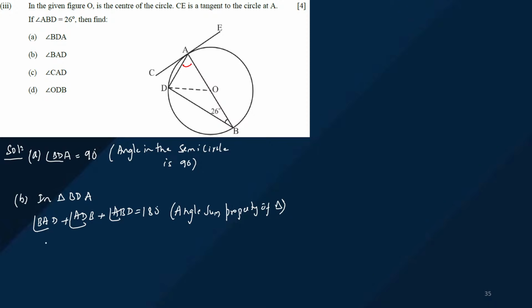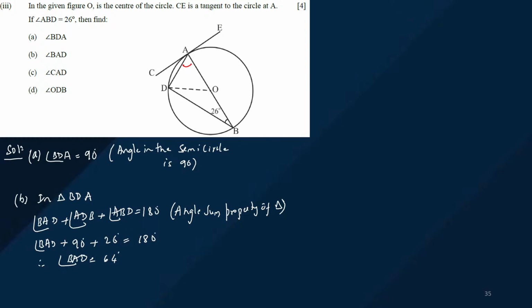So BAD, we are supposed to find out BAD. I'll keep it as it is, plus angle ADB, that is 90 degrees, which we found in the first sub question. Then ABD is given as 26 degrees, that is equal to 180 degrees. Therefore BAD is equal to 64 degrees. Clear, children? So the value of BAD is equal to 64 degrees.